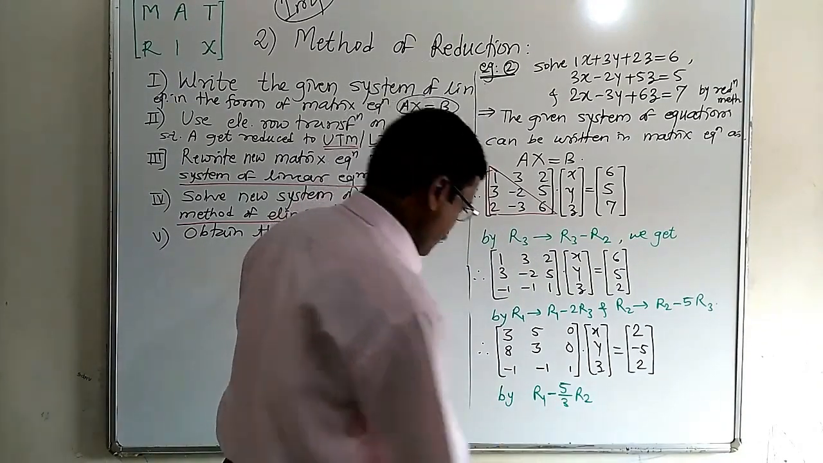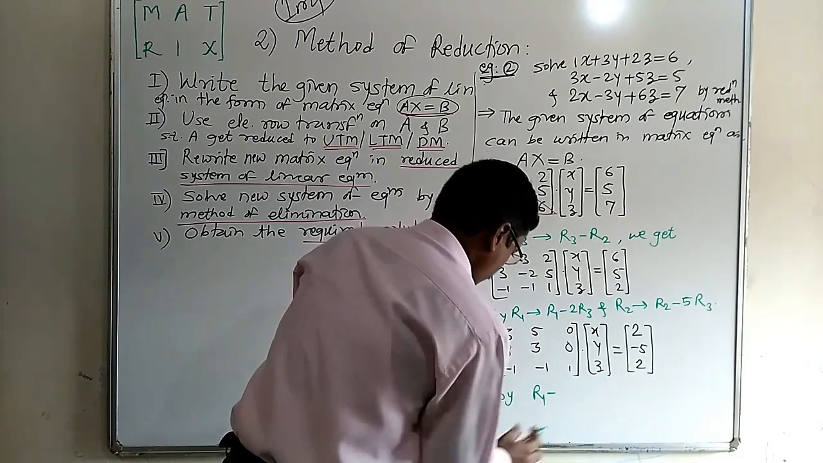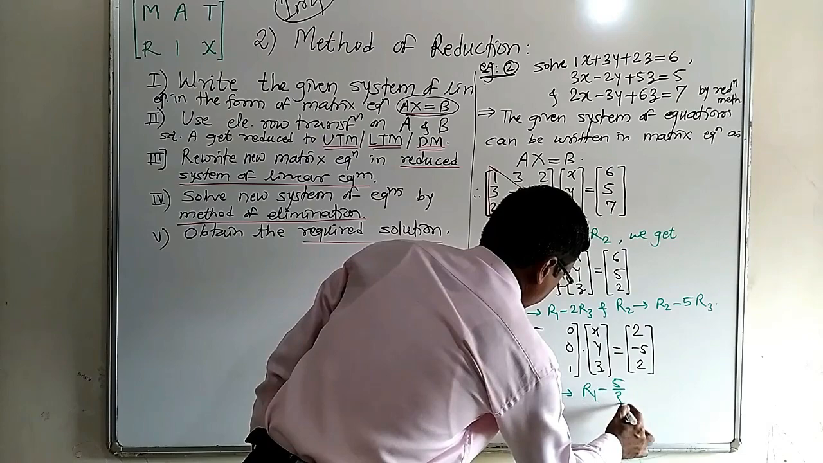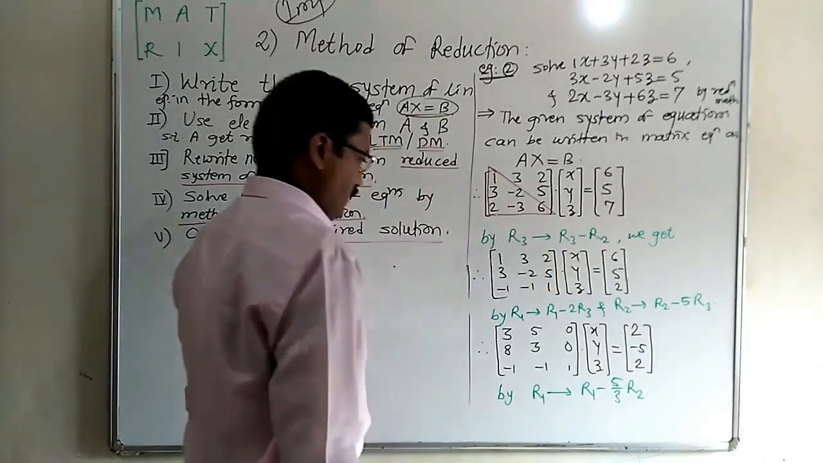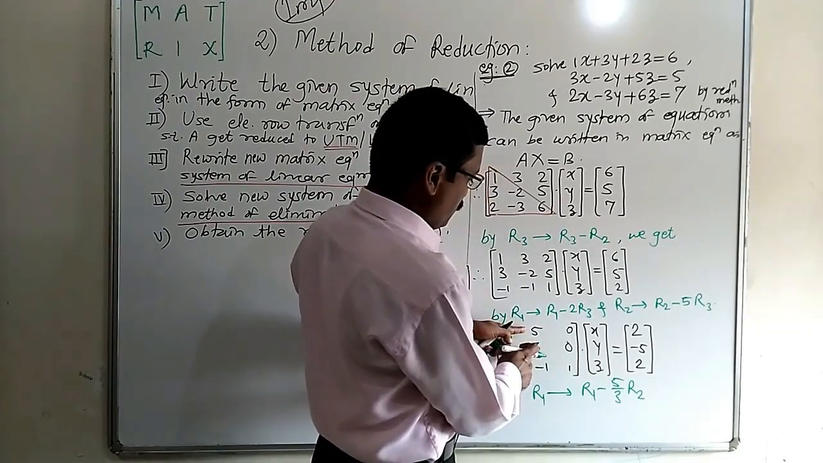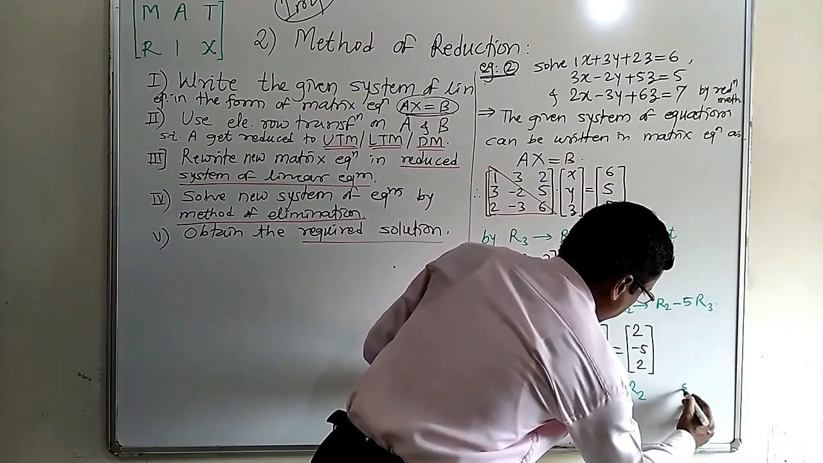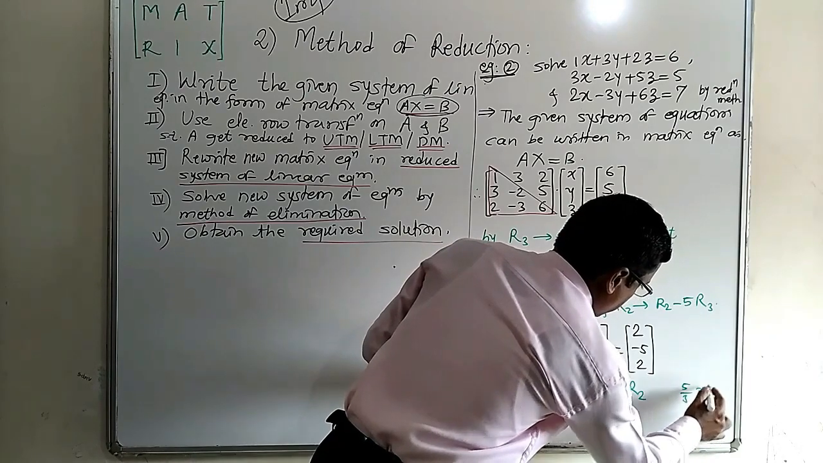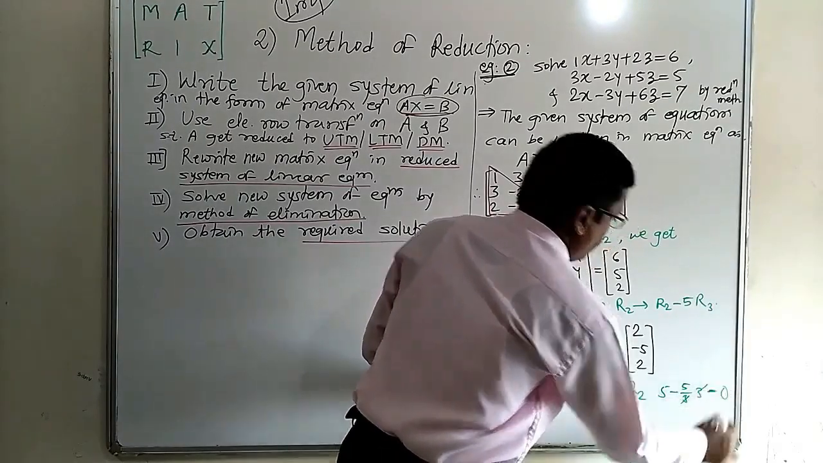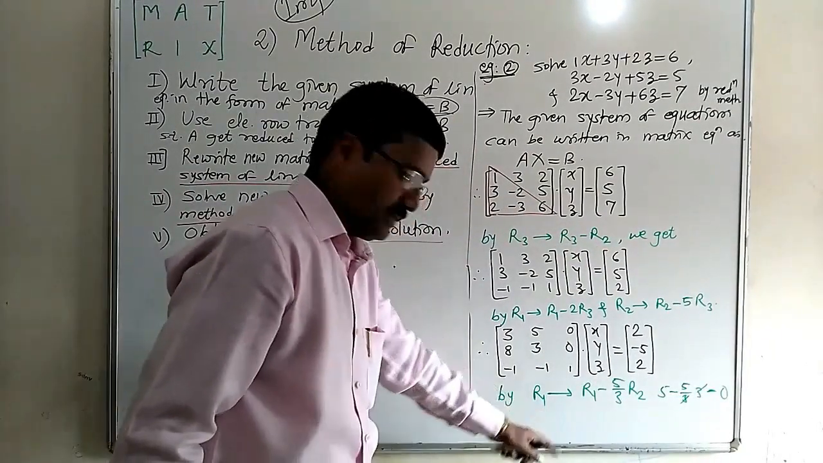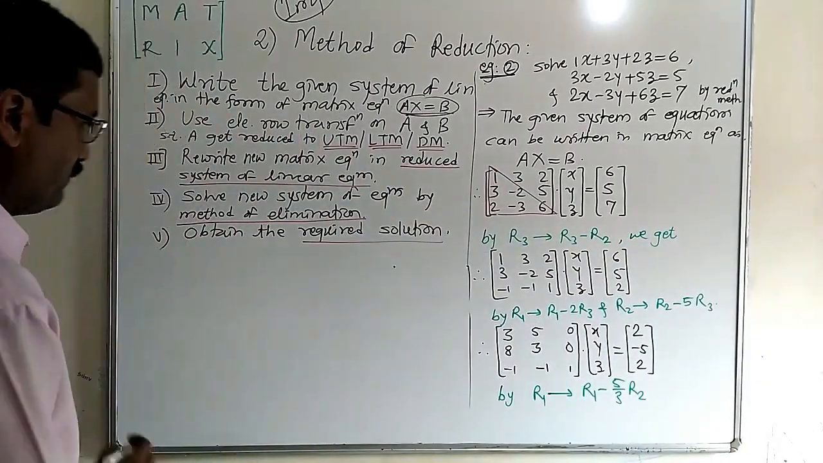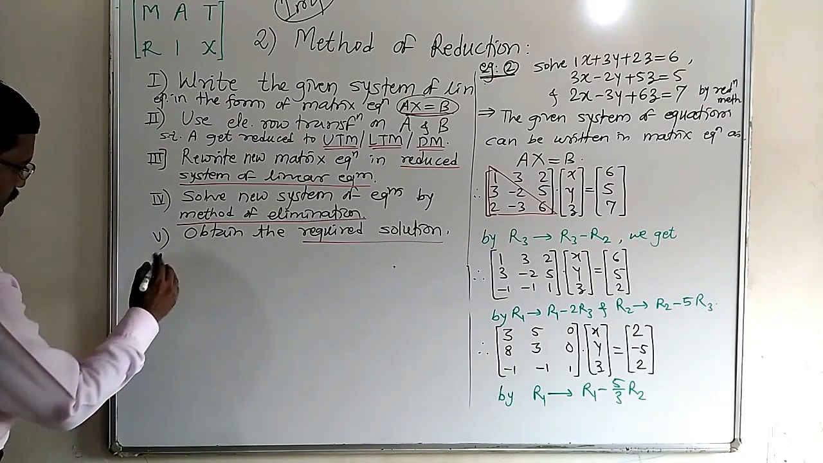We will write R1 changes such that R1 minus 5 by 3 R2, so that we will get 0 here, because 5 minus 5 gives 0. If we multiply this 3 by 5 by 3, then we get 5 here, and it can be subtracted from this 5, so that it is equal to 0. So we will perform this operation. Okay. Let us perform that.